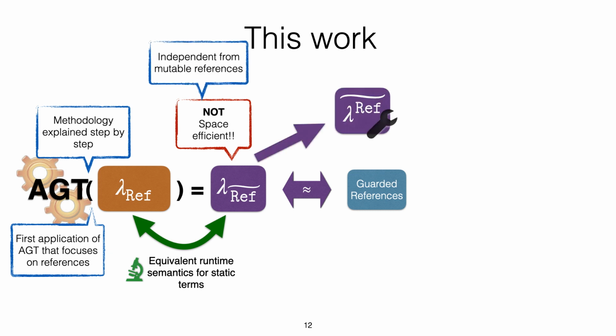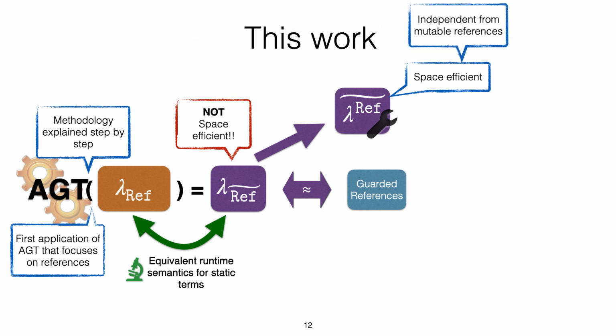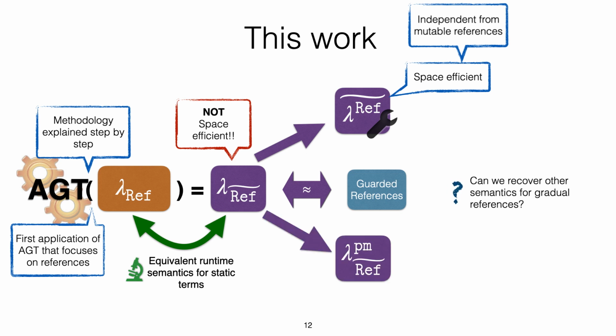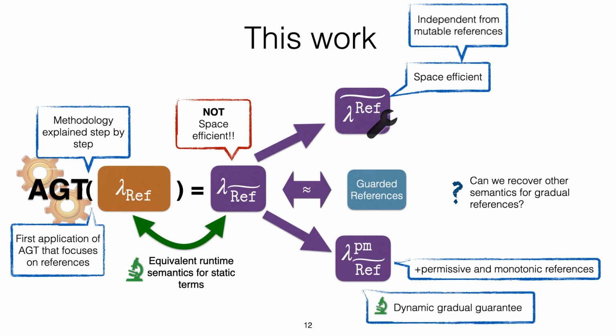Nevertheless, we present changes needed in the dynamic semantics to achieve space efficiency, a technique independent from mutable references, and therefore applicable to other gradual languages derived with AGT. We also answer if we can recover other variants of gradual references by presenting lambda ref hat PM, an extension with support for both permissive and monotonic references. And finally, we prove for the first time the non-trivial theorem that monotonic references satisfy the dynamic gradual guarantee.